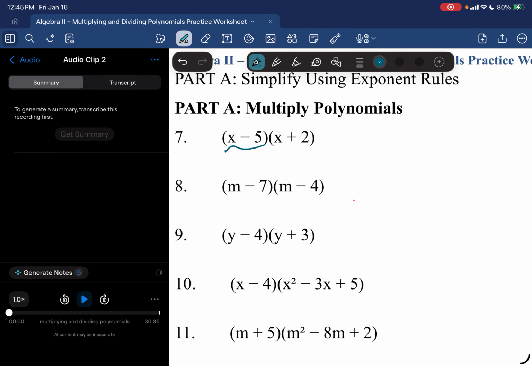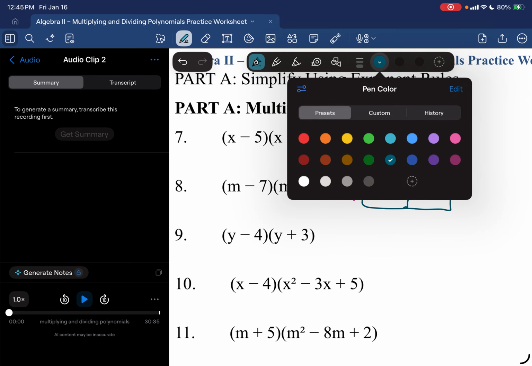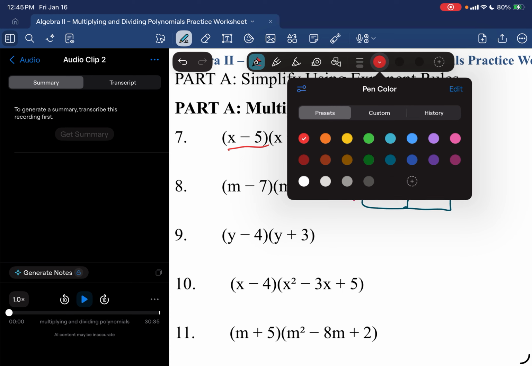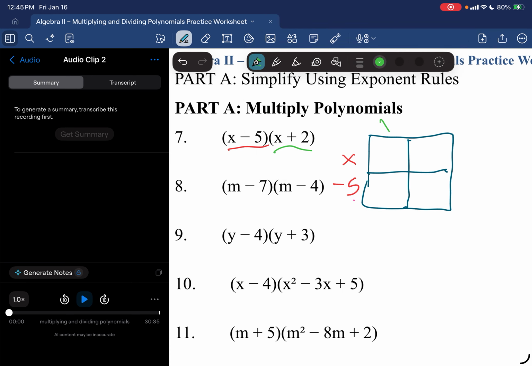This has two binomials, so you're going to do a 2 by 2. You're going to put x minus 5, your first binomial, on the left, and put your second binomial up top, x plus 2. Then you multiply.